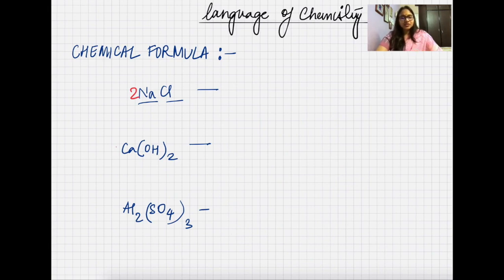Sometimes you might come across chemical formulas with numbers written in front of the formula. The number that is written in front of the formula suggests the number of molecules taken of that compound. NaCl, the name of the compound is sodium chloride. When NaCl is written just like that without any number in front of it, it means that it is 1 molecule of NaCl.